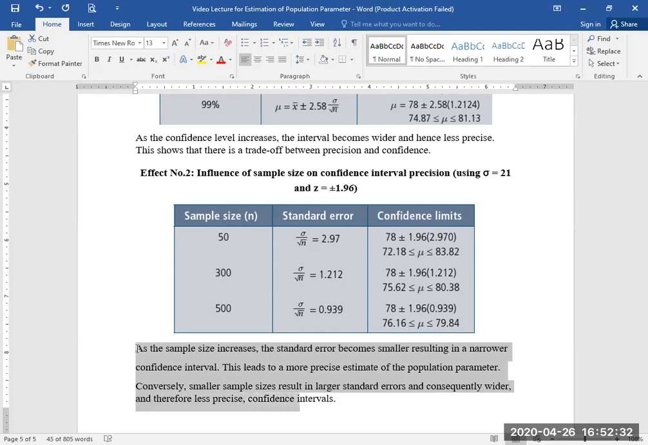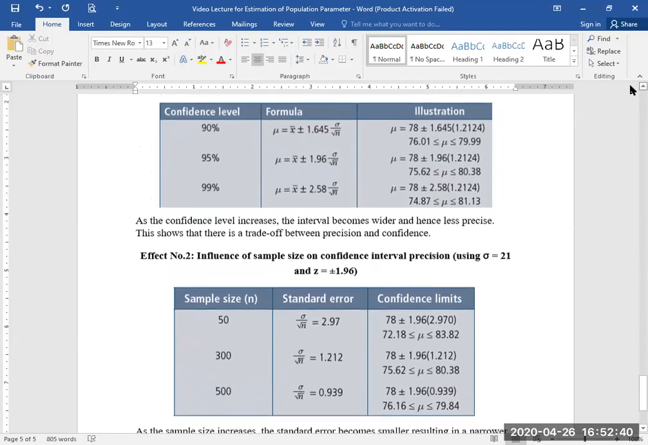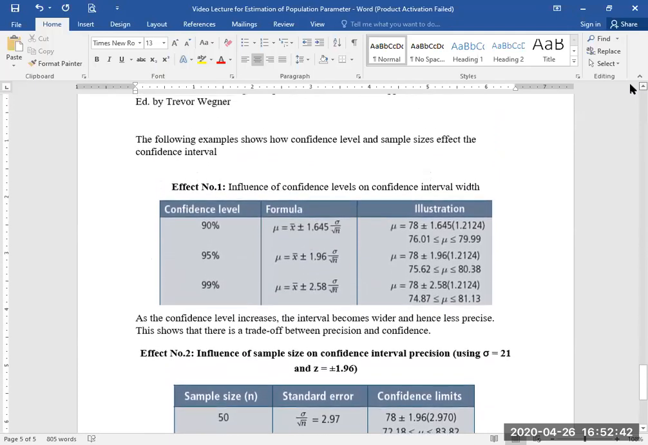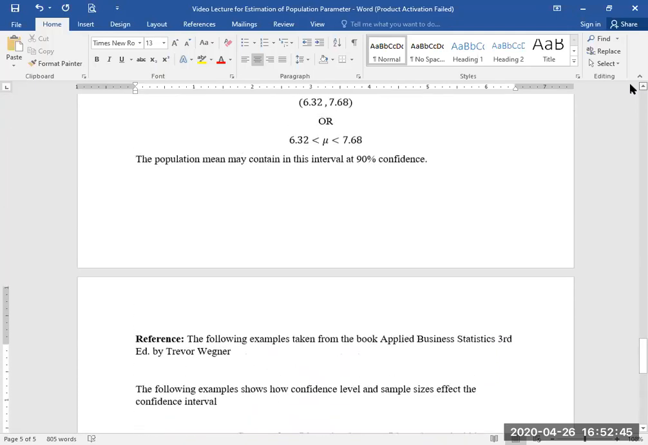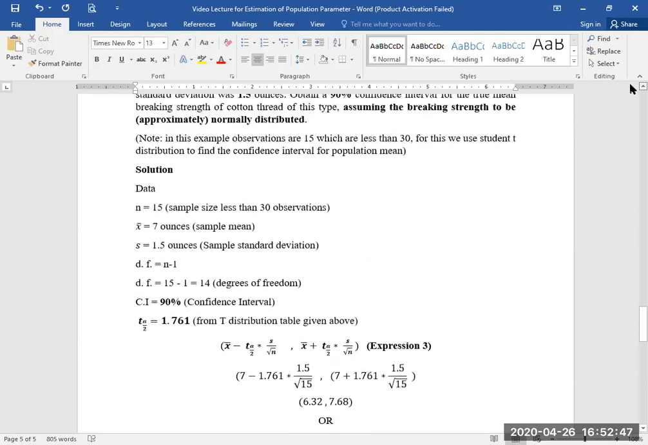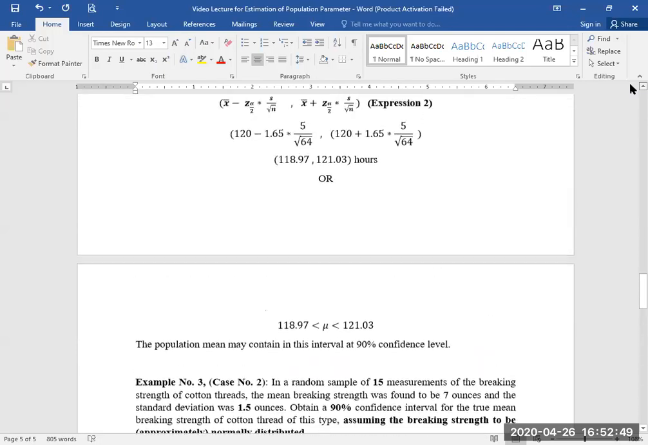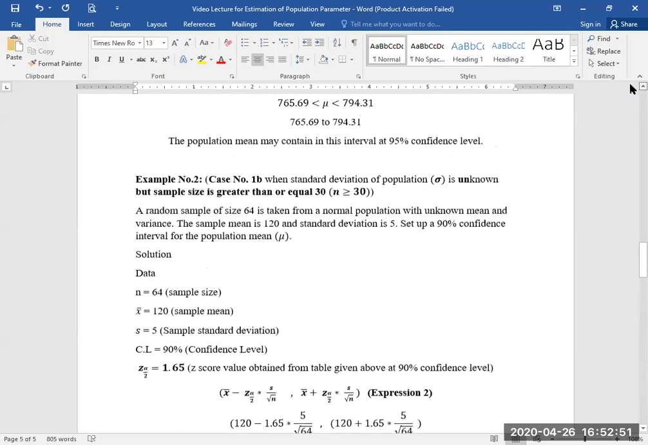Okay, students, we have discussed these effects and the two cases, and it is enough for this video. I will, inshallah, bring a new video where we can discuss how to calculate the corresponding z score or t score value from the tables.